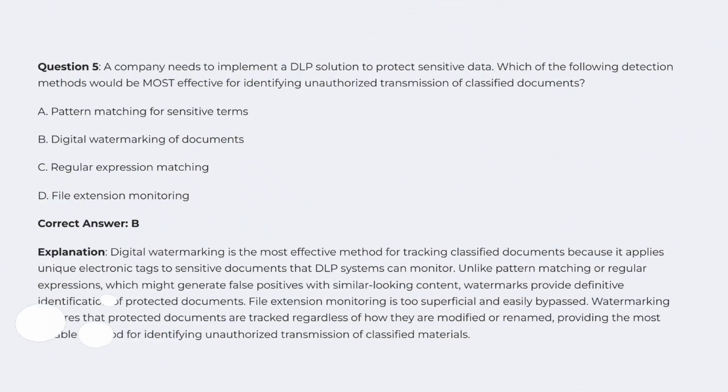Correct answer, B. Explanation. Digital watermarking is the most effective method for tracking classified documents because it applies unique electronic tags to sensitive documents that DLP systems can monitor. Unlike pattern matching or regular expressions, which might generate false positives with similar-looking content, watermarks provide definitive identification of protected documents. File extension monitoring is too superficial and easily bypassed.